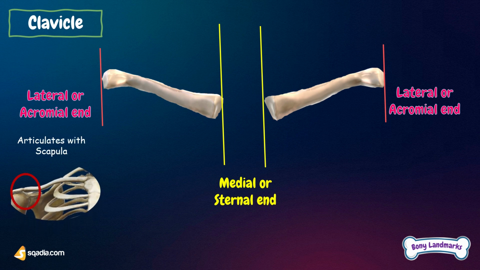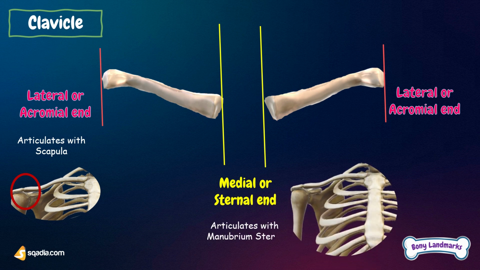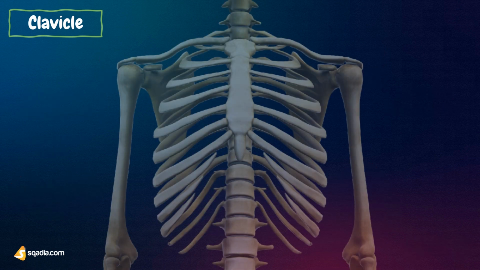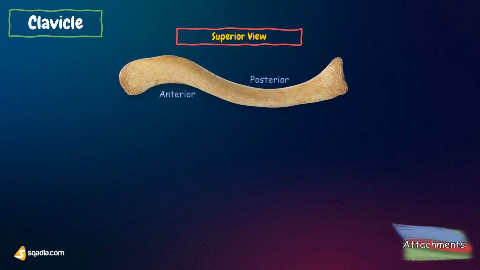It bears a facet that articulates with the acromion process of the scapula to form the acromioclavicular joint. That is why it is also called the acromial end of the clavicle. The medial end is quadrangular and articulates with the clavicular notch of the manubrium sterni to form the sternoclavicular joint. Hence it is also known as the sternal end of the clavicle. The articular surface extends to the inferior aspect for articulation with the first costal cartilage.